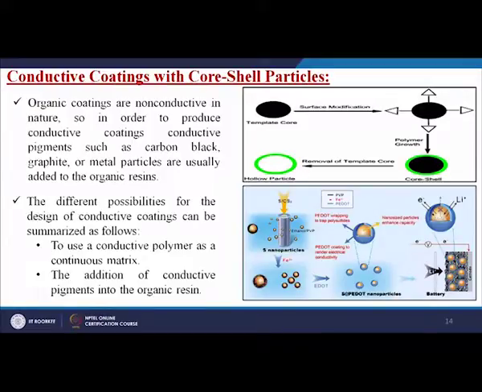Here is also the same thing for some kind of electronics applications. For the lithium ion battery, for the cathode terminal, generally we are using some kind of materials, and then we coat those materials with some conducting materials to make them more conductive or more efficient.